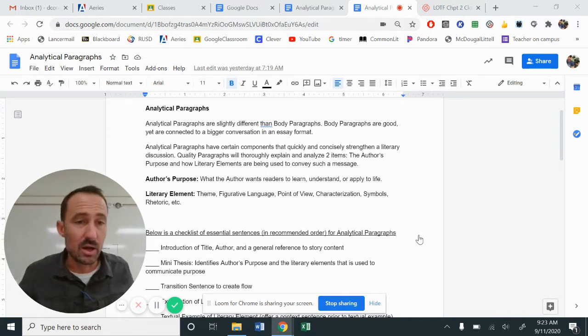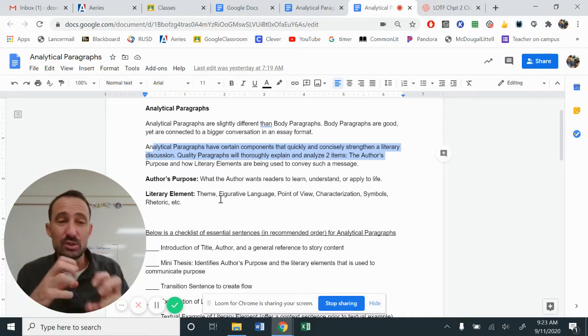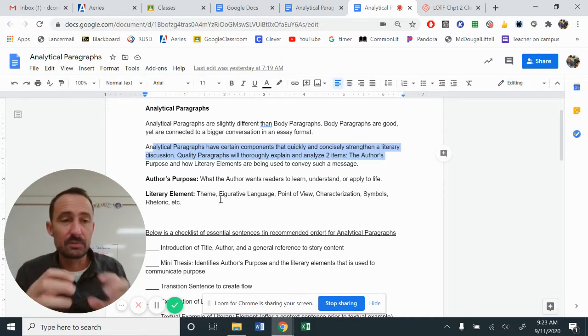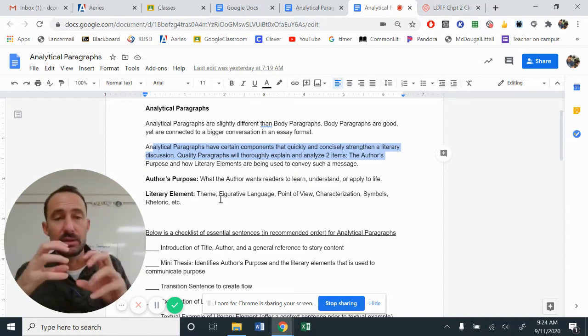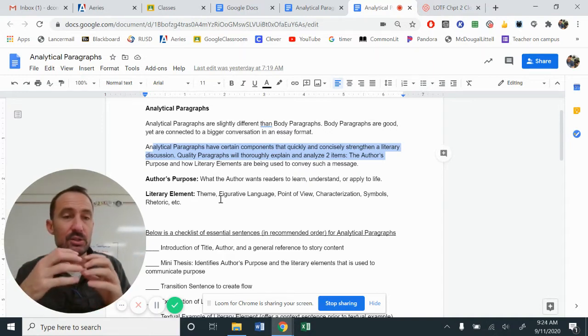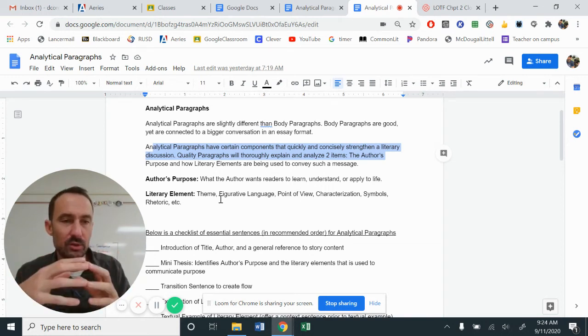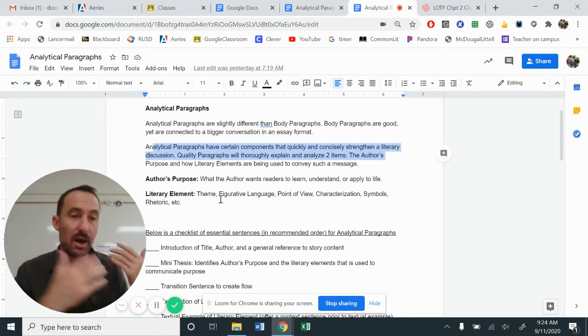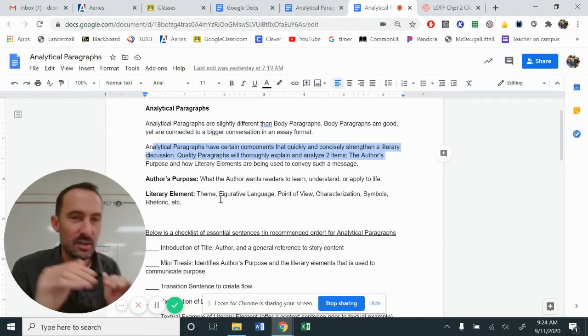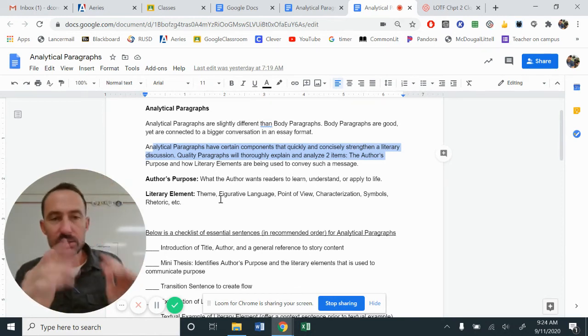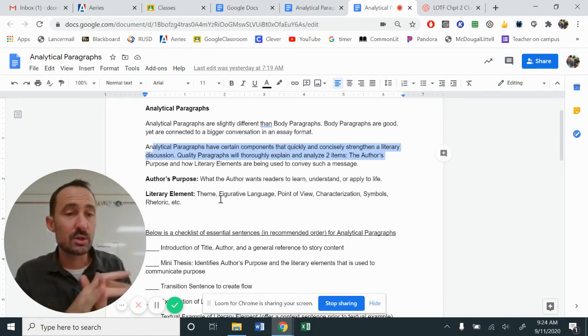Analytical paragraphs have certain components that quickly and concisely strengthen a literary discussion. Analytical paragraphs go into the piece of literature and pull it apart. They begin to analyze what's happening on a stronger, more thorough level. So this is like varsity. Body paragraphs are like JV or freshman. Analytical paragraphs are like you are on varsity. You know what's going on, you are set and ready to go.